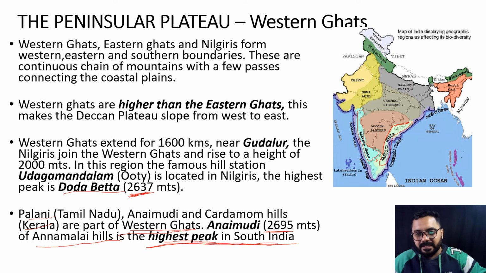Here, if you see, the Western Ghats are continuous. In the previous map also I have shown you that the Western Ghats are continuous, whereas the Eastern Ghats are discontinuous. There are gaps in between. Now let us talk about the Eastern Ghats.